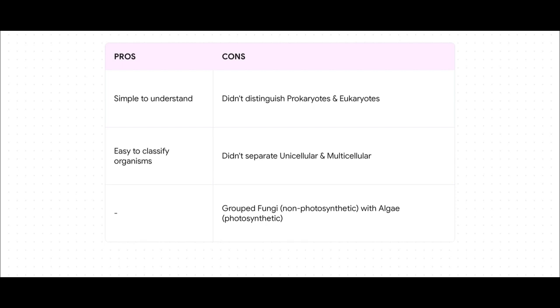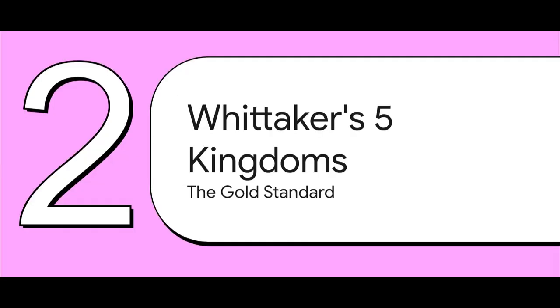I mean, it mixed up prokaryotes and eukaryotes. It threw unicellular and multicellular organisms together. And the biggest mistake of all, it put photosynthetic algae and non-photosynthetic fungi in the same group. Clearly, this system was just way too simple for the incredible diversity of life on Earth. And to solve all of these problems, a hero enters the story. R.H. Whittaker. His five-kingdom classification is the absolute gold standard, the one we still follow for NEET. So pay close attention, because this is the most important part of the chapter.